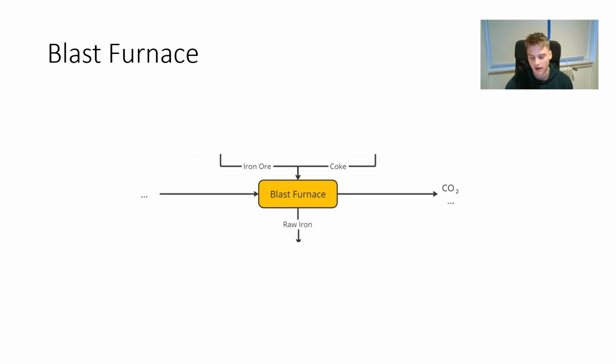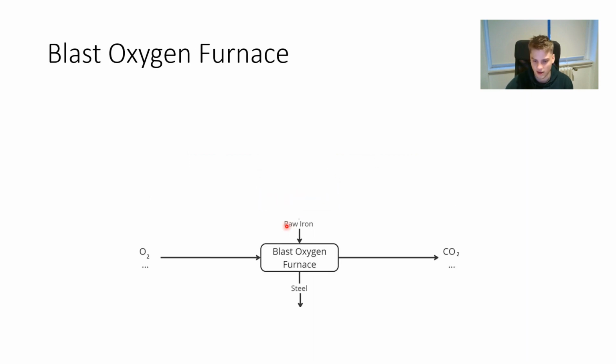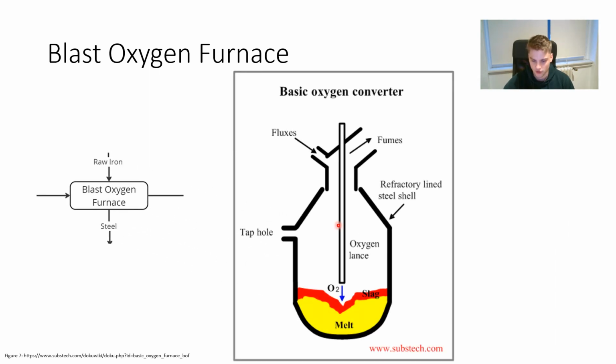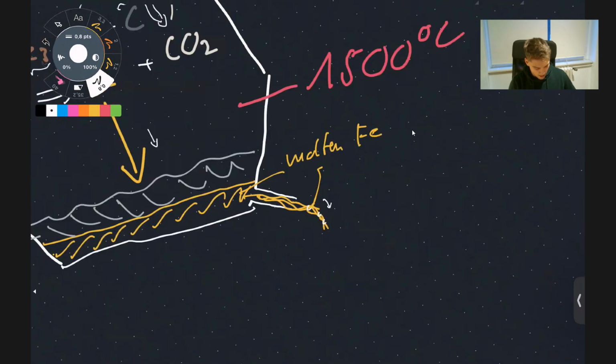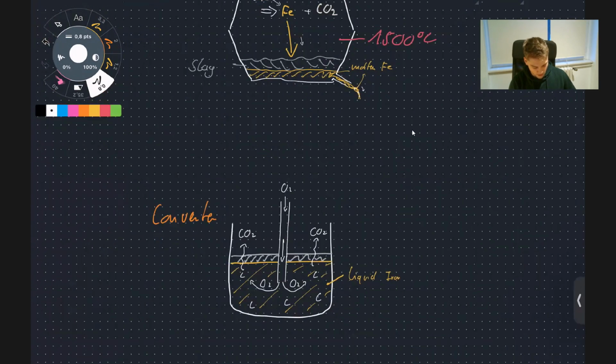I have foreshadowed that the carbon that is solved into the raw iron, into the molten iron here, is significant for the next step, and the next step for the steel production is the blast oxygen furnace. So raw iron has a carbon content of around 5%, and to achieve steel we have to lower this carbon content to below around 2%. This is done by blowing pure oxygen into the molten iron. Again, if we look at my notes, we have now the molten iron with the carbon content, and we put it into the converter next.